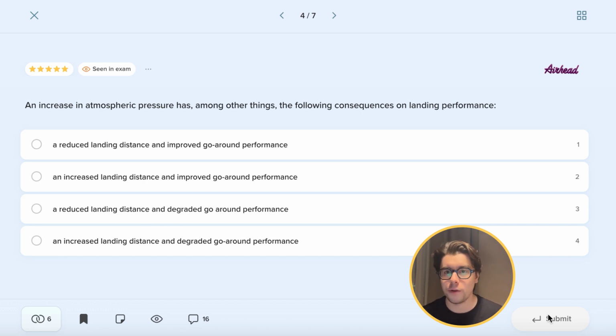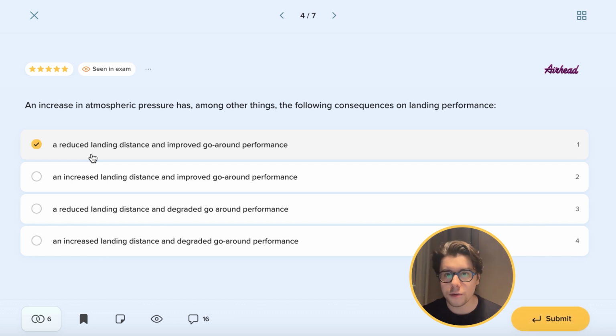For the same calibrated airspeed, you will have a lower true airspeed, which is good for landing performance, because in case of no wind conditions, your speed over the ground will be lower for the same calibrated airspeed. But also your engines will be able to suck in more air per volume in case this air is more dense or if the pressure is increased. And that leads us to essentially improved performance in both landing and go around. So that makes a reduced landing distance and improved go around performance.